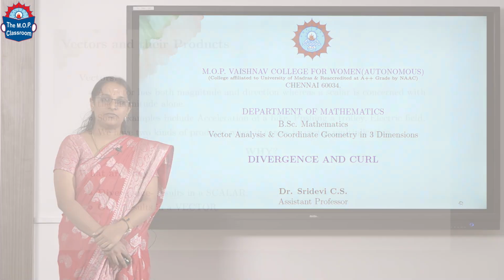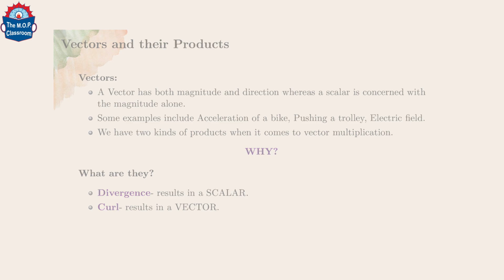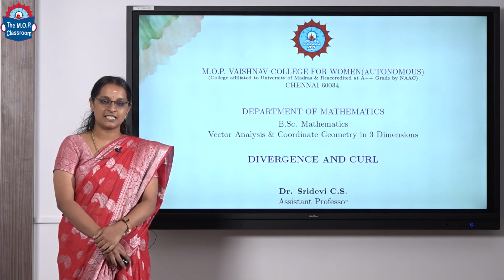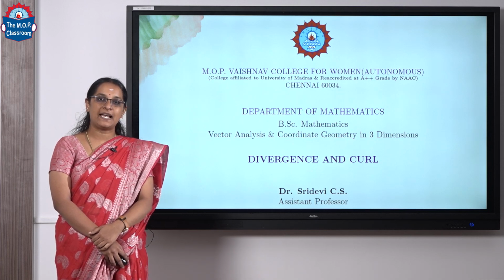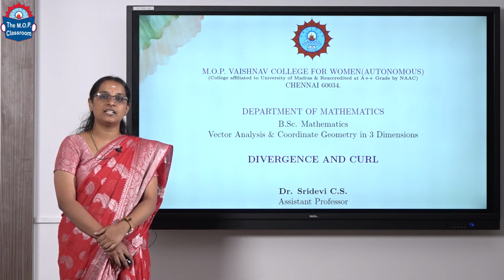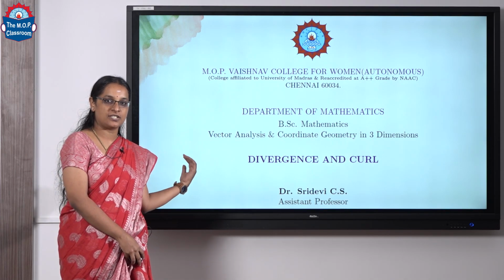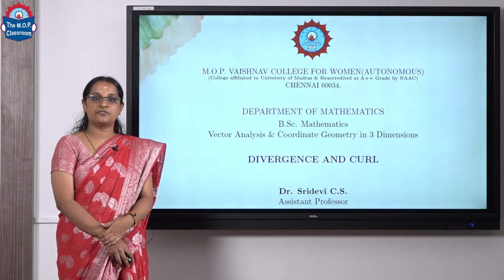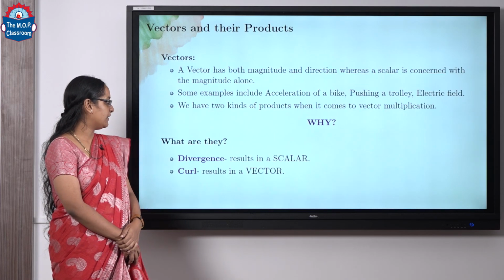Why is that so? We have two quantities associated with every vector: the magnitude, and the other deciding quantity, the direction. Depending upon which direction you take for the multiplication, we have two different products. When you take a parallel inclination, you get a product which results in a scalar quantity, the divergence, and when you take a perpendicular direction, you get a different quantity called the curl. This is what we are going to see here.